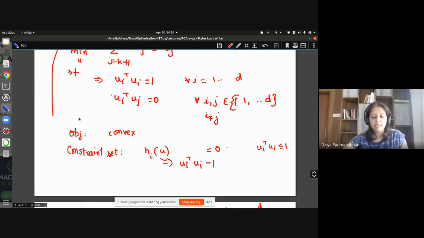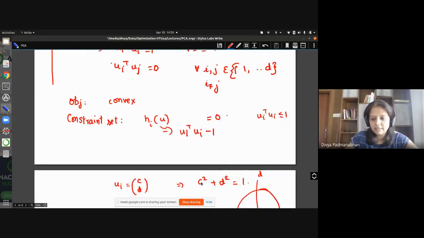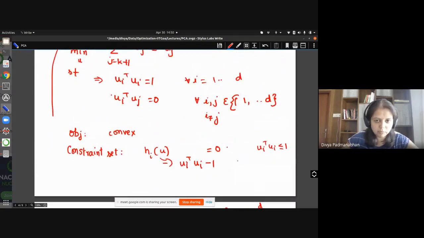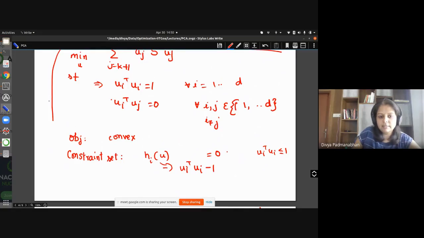So the only way you can have equality constraints in a convex optimization problem is if these functions are all linear. Something like A times ui equals 1, or A transpose ui equals 1. Something like that is going to be convex. It will give rise to a convex set, but anything else is going to be non-convex. So because the constraint set is non-convex, this optimization problem is non-convex.